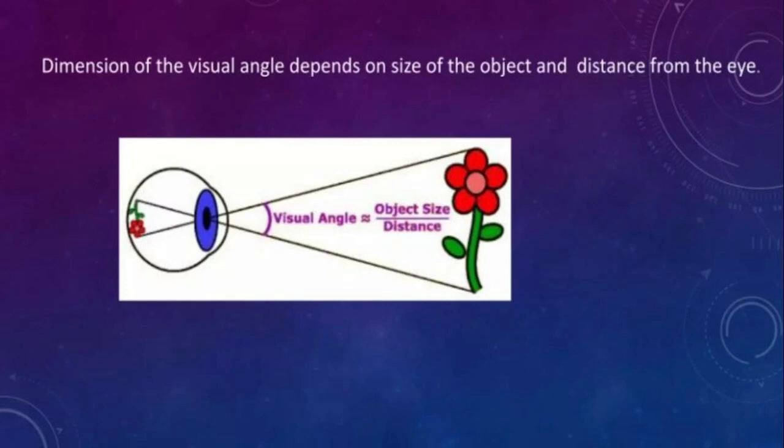Thus, the same object will have a smaller visual angle when it is further away from the eye, resulting in a smaller perceived size. Additionally, the size of an object can be affected by other factors, such as the angle of view, the size of the image on the retina, and the magnification of optical instruments.